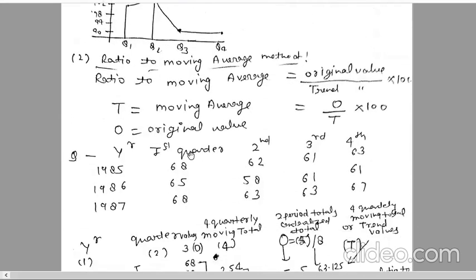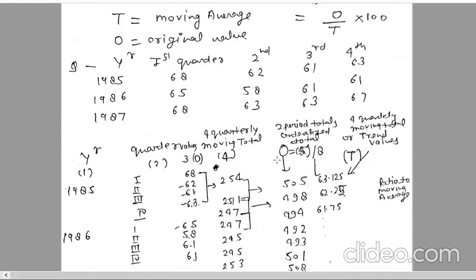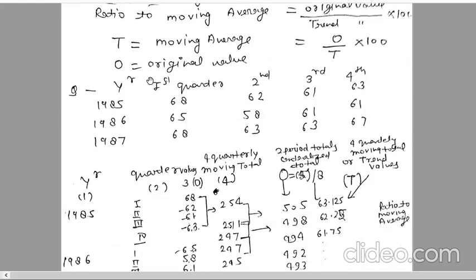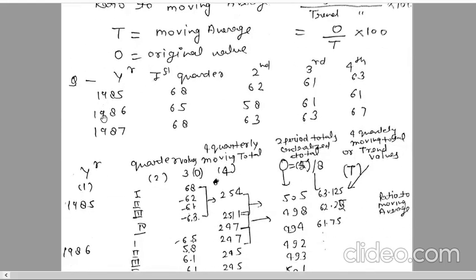Now, second, the ratio to moving average method. The ratio to moving average formula is original value divided by trend value into 100. That means T is your moving average and O is your original value. There is an example here also, to calculate your trend value, moving average, and ratio to moving average.